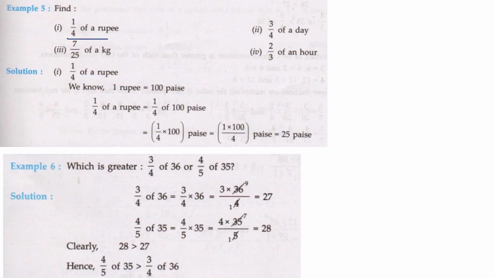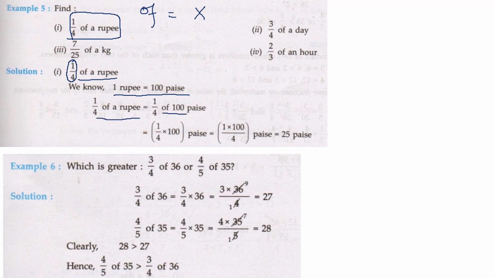Now again we have "of". Of also means multiply. Okay, so if it is given 1 by 4 of a rupee, it means what? First what you will do, a rupee is there, so 1 rupee is equal to 100 paise. So 1 by 4 of a rupee will be 1 by 4 of 100, that is 1 by 4 into 100 by 1. Now 4 ones are 4 and 4 into 25 are 100, so it will be 25 by 1, that is equal to 25 paise.